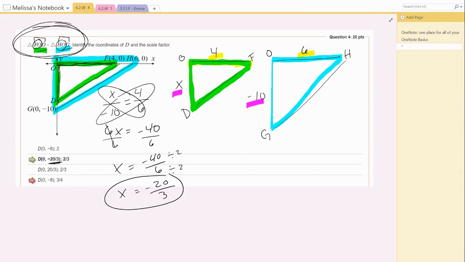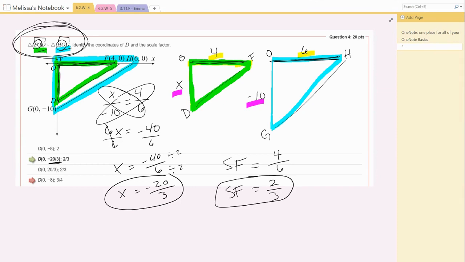The other thing was they said, what's the scale factor? Well, if it tells you that two triangles are similar, you can find the scale factor by dividing any two similar sides by each other. So let's just look at OF and OH to find the scale factor. So I'm going to shorten this SF, which is scale factor, equals 4 divided by 6. Well, that reduces to 2/3. And so that would be your scale factor for this one.